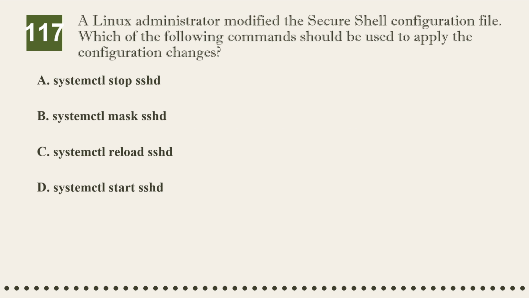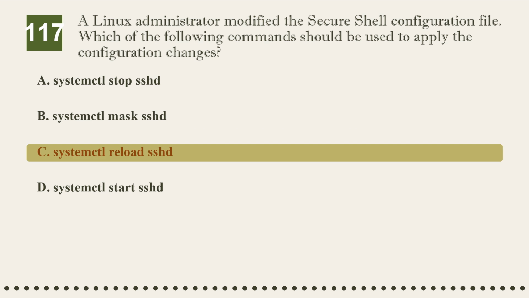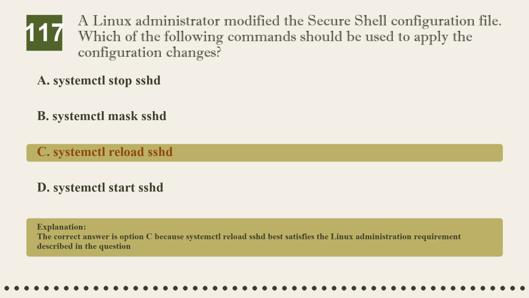Question 117. A Linux administrator modified the secure shell configuration file. Which of the following commands should be used to apply the configuration changes? Option A, systemctl stop sshd. Option B, systemctl mask sshd. Option C, systemctl reload sshd. Option D, systemctl start sshd. The correct answer is option C, systemctl reload sshd. The correct answer is option C because systemctl reload sshd best satisfies the Linux administration requirement described in the question.